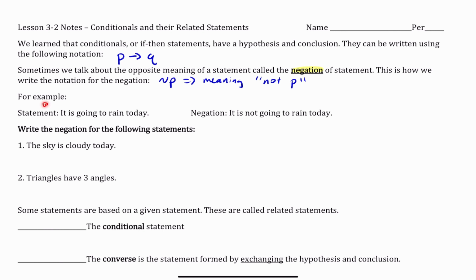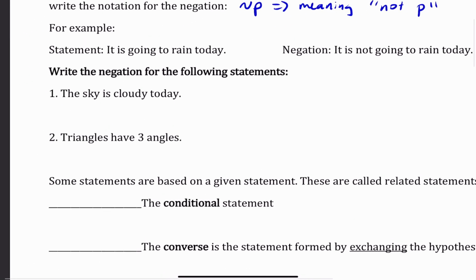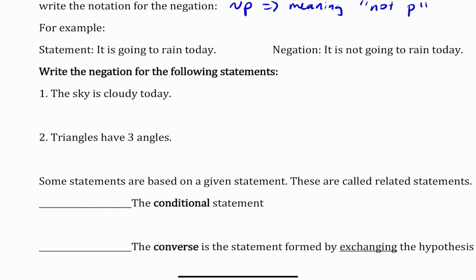So for example, here's a statement: it is going to rain today. And if I were to negate this statement, I will say it is not going to rain today. So essentially, the negation turns the meaning of a statement the opposite. Okay, let's go ahead and do some more examples. So, number 1, write the negation for the following statements.